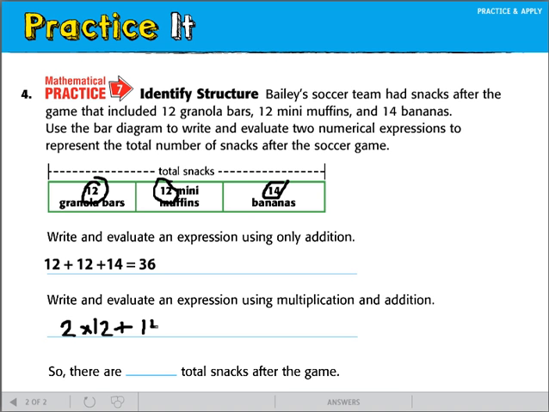Now in order to make sure that I do my multiplication before I add, what do I need to do? Yes, sir. Add parentheses. Boom. So I'm going to put this in parentheses. Okay? Now, according to order of operations, you always do multiplication first, but just to make sure. And this is also 2 times 12 is 24 plus 14. That's 38. So our answer is still 36. So there are a total of 36 snacks for after the game.